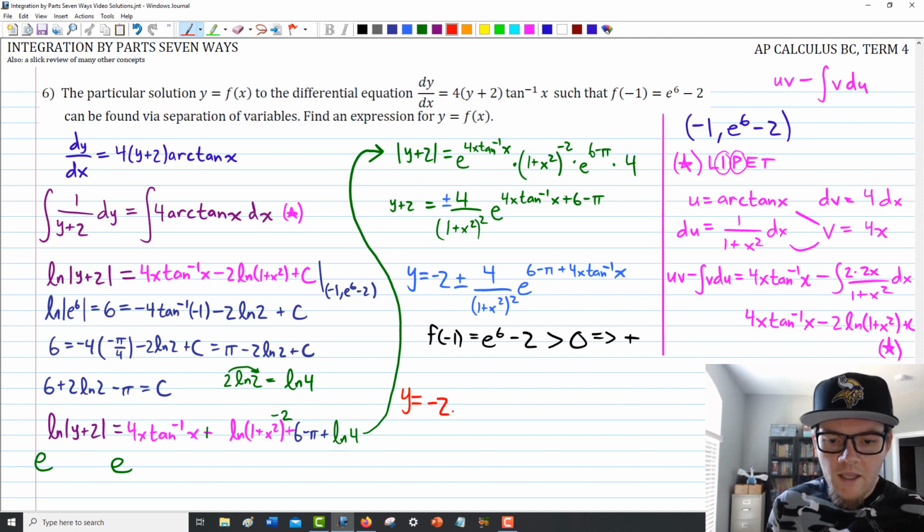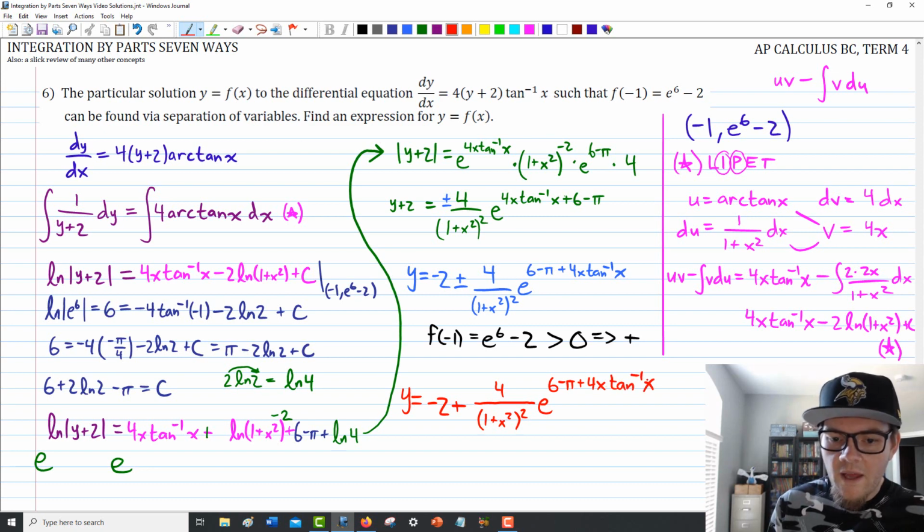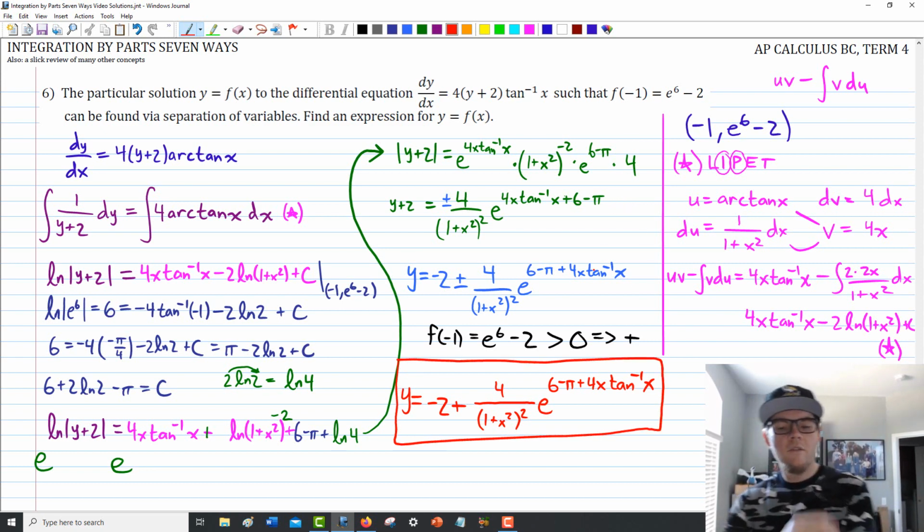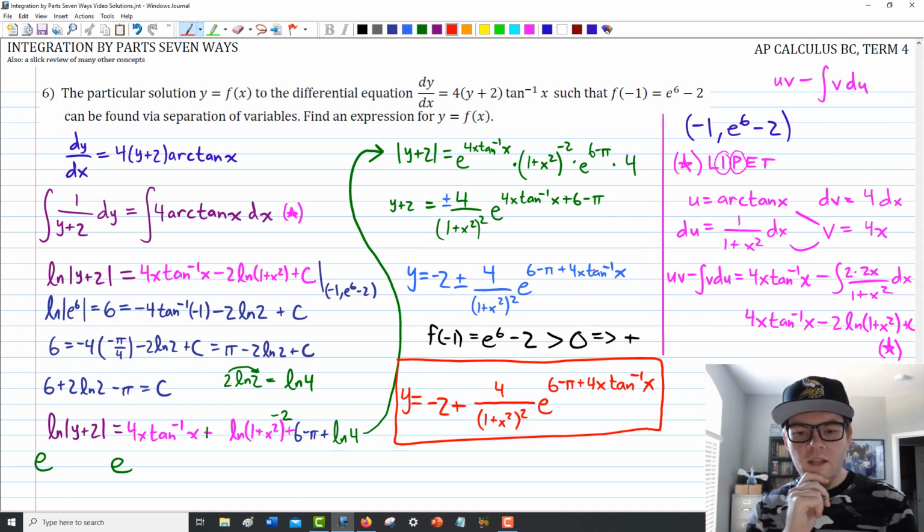Our function is going to be negative 2 plus, and then we can write this pretty nicely, plus 4 over 1 plus x squared squared times e to the 6 minus pi plus 4x tangent inverse of x. And there is probably the most complicated looking final answer in this problem that you could get. I'm realizing I could have just put all that stuff in the numerator, but yeah, we're here. So there is our solution.